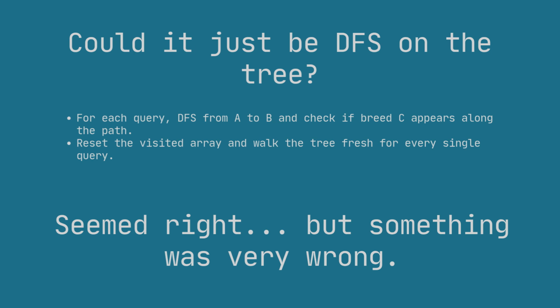Now we get into the solution, and your first thought should be, could it just be DFS on the tree? For each query, we could DFS from A to B and check if breed C appears along the path, reset the visited array, and then walk the tree again for every single query. Seemed right, but something was very wrong here.